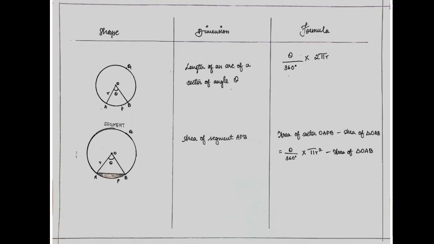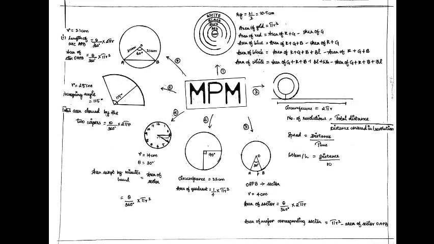Next one is segment. Area of segment APB is equal to area of sector OAPB minus area of triangle OAB. So which will give you theta by 360 degree into pi r square minus the area of triangle OAB. In this figure, APB is called as the minor segment and AQB is called the major segment.